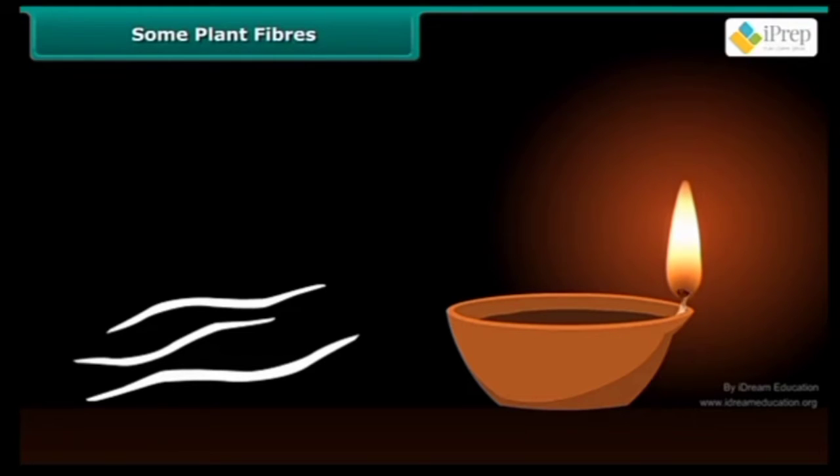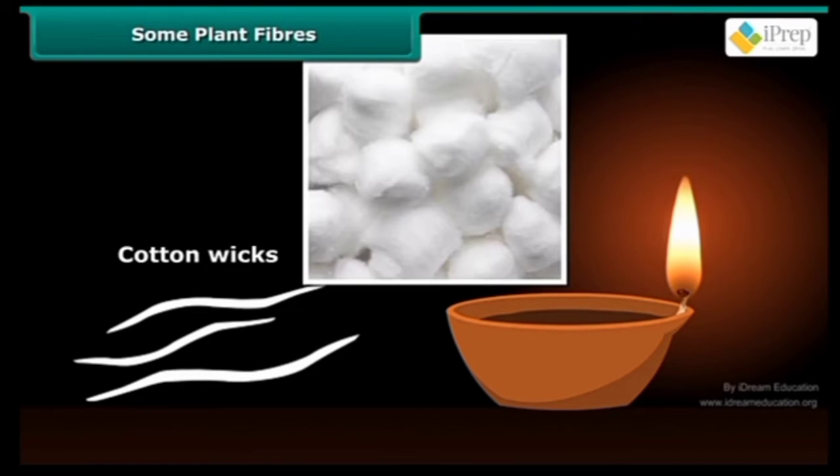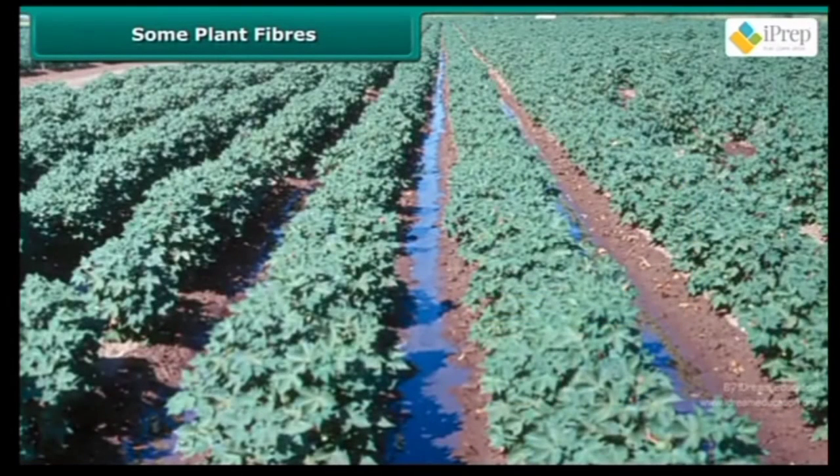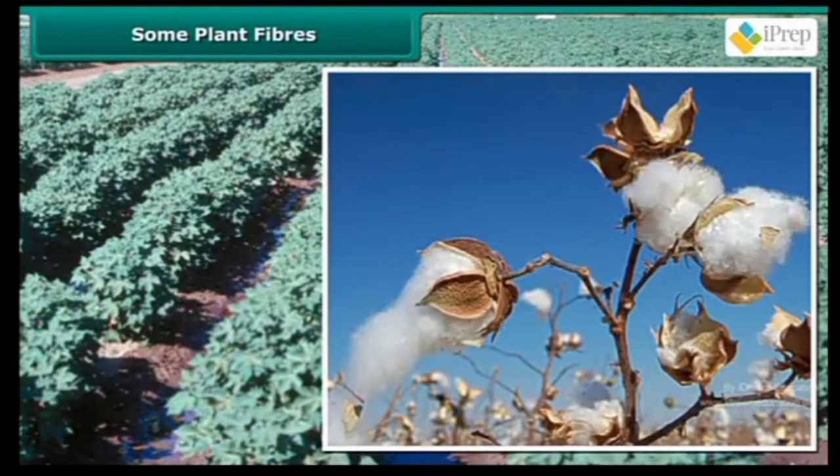Fibers. Have you ever made wicks of earthen lamps during the Diwali festival or other occasions? Do you know that they are made up of cotton? This cotton is obtained from cotton plants which are grown at places having black soil and warm climate. The fruits of the cotton plant, after maturing, burst open and seed-covered cotton is obtained.